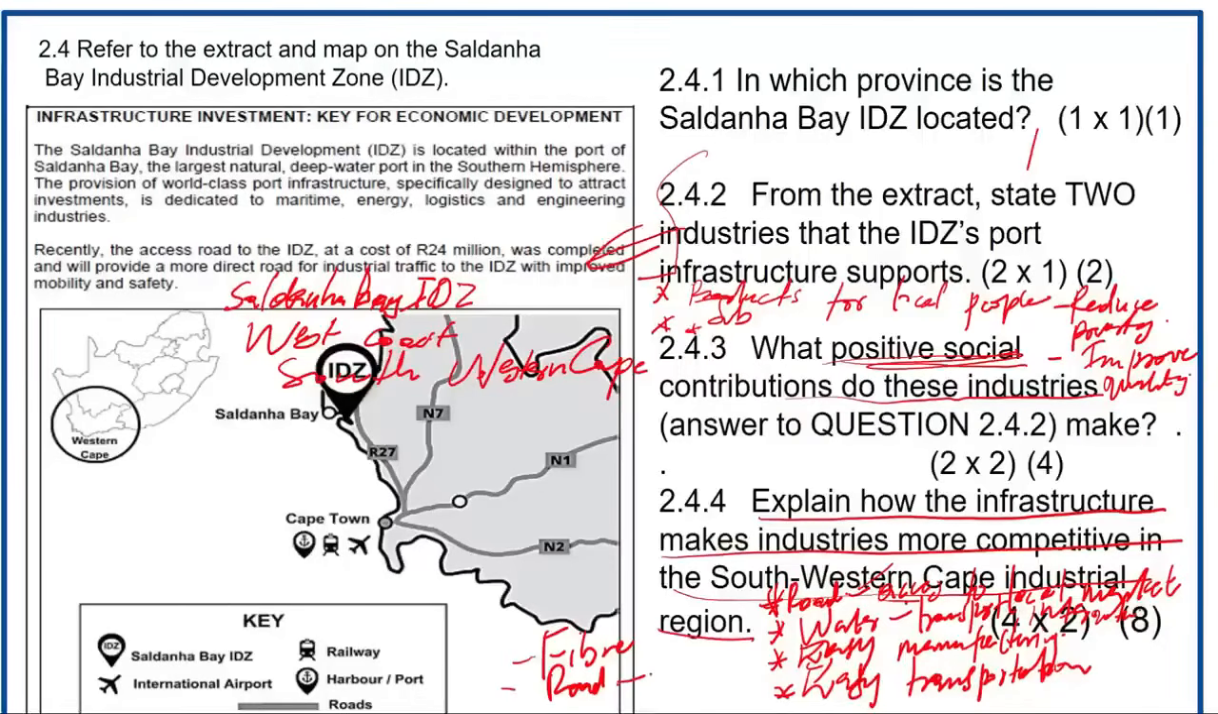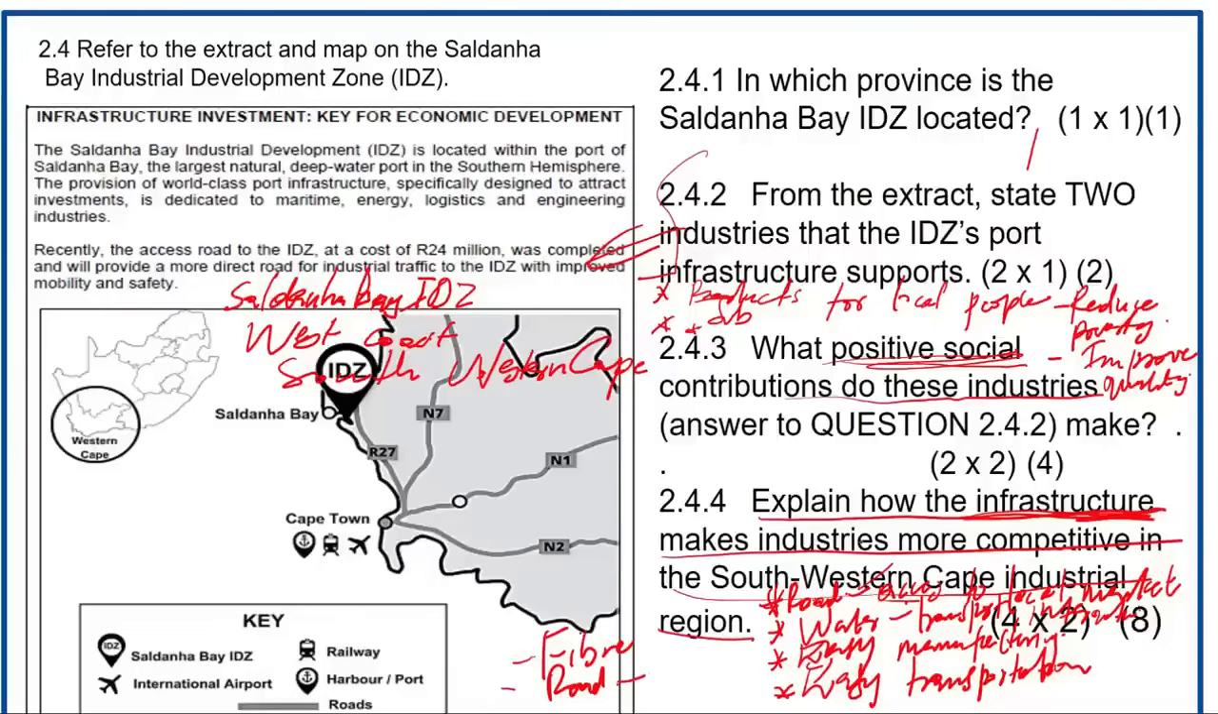Now, road infrastructure will also make it easy to transport perishable goods, because in the Western Cape, as we said again, it is mainly food products and other light goods that are produced there. So with a well-developed infrastructure, it makes it easy to transport perishable goods.